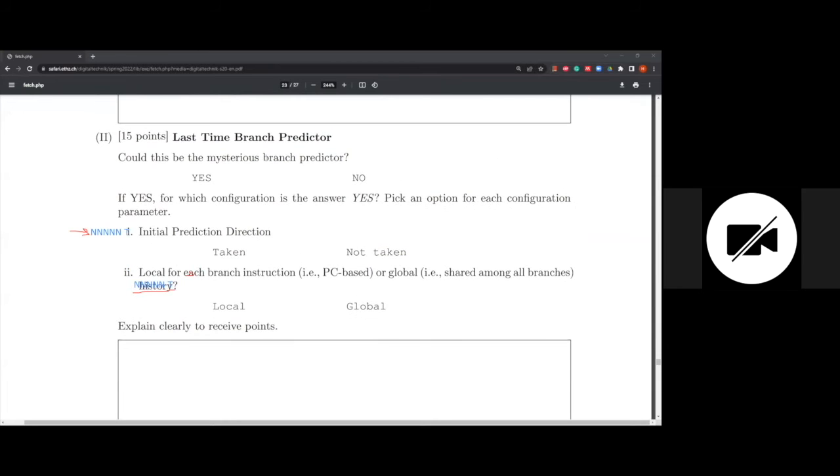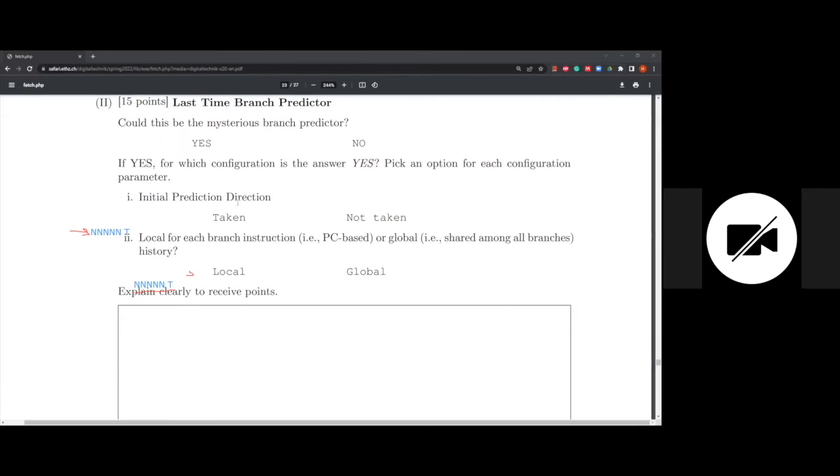So the last time branch predictor predicts the last outcome, basically, right? Like if the previous branch was not taken, this branch predictor will predict the next branch as not taken. Okay, and then here we have two options. The initial prediction direction can be either taken or not taken. This is only for the first branch. And then we can store this information locally or globally.